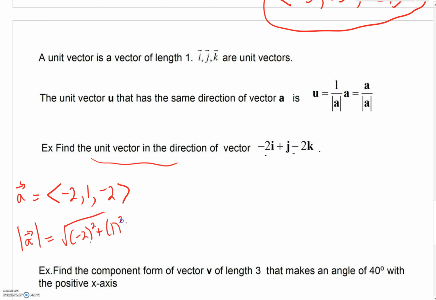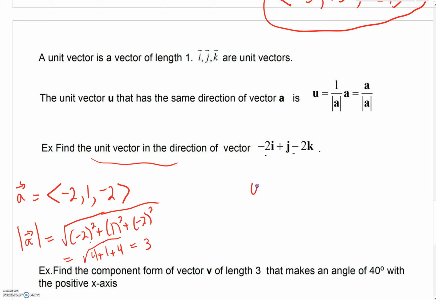We'll just use the Pythagorean theorem in 3D right here. And we'll have 4 plus 1 plus 4. And that's the square root of 9, which is 3. So this length is 3.